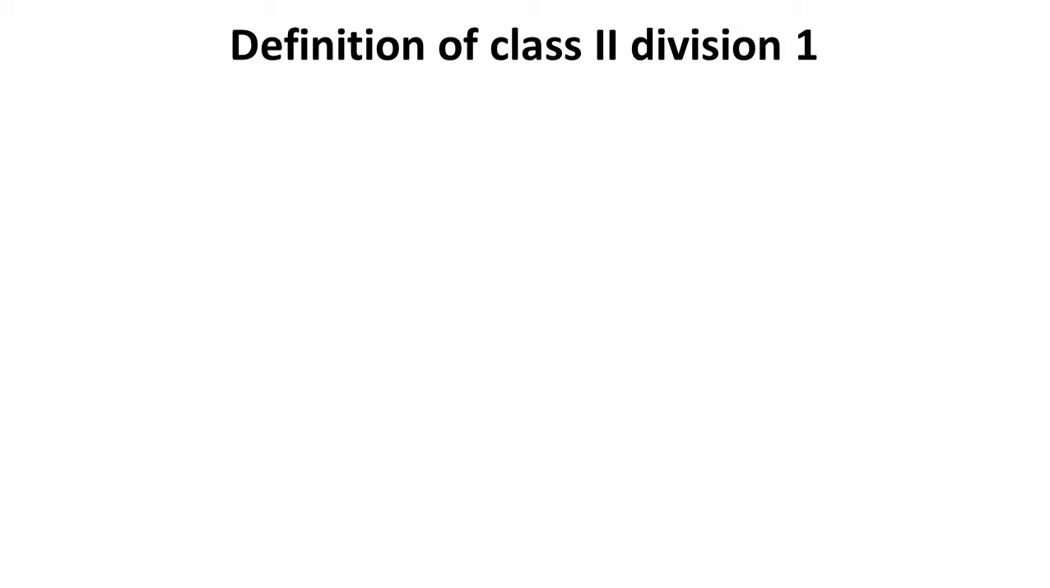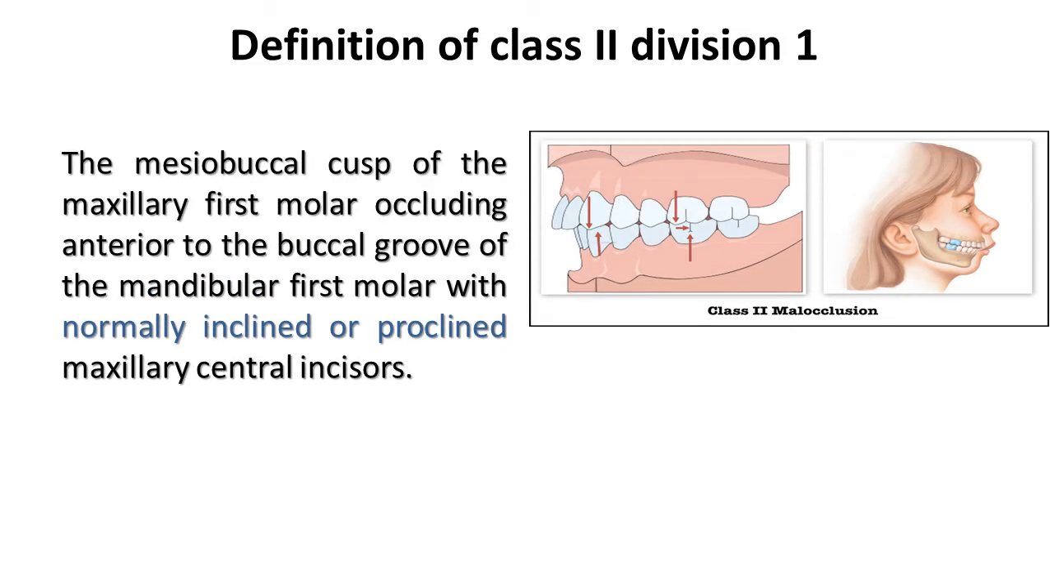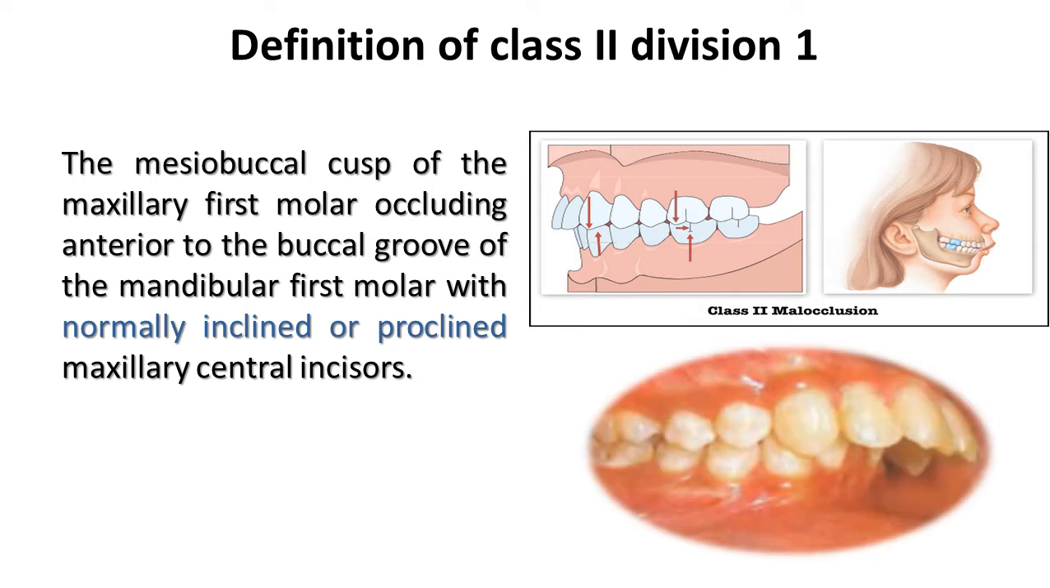Definition of a Class 2 Division 1. In molar relation, the mesiobuccal cusp of upper 6 occludes anterior to the buccal groove of lower 6, with normally inclined or proclined maxillary central incisors, as you can see in this picture.